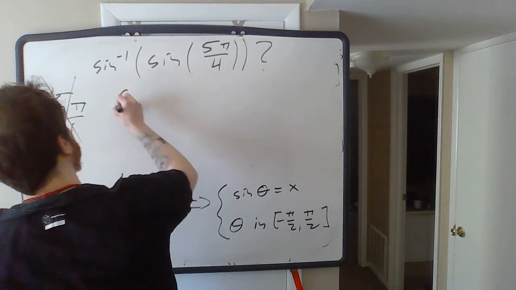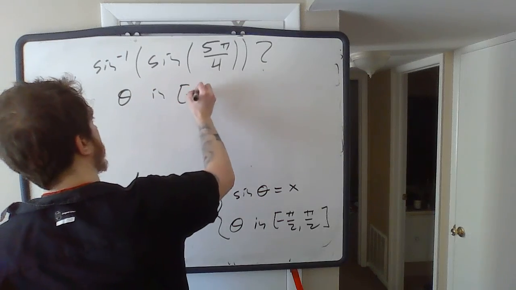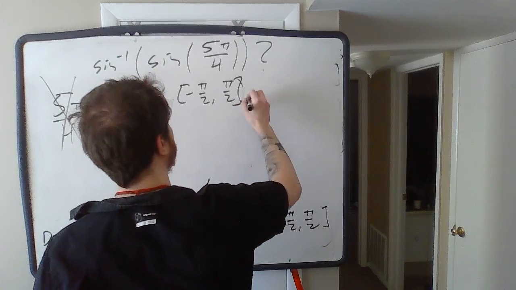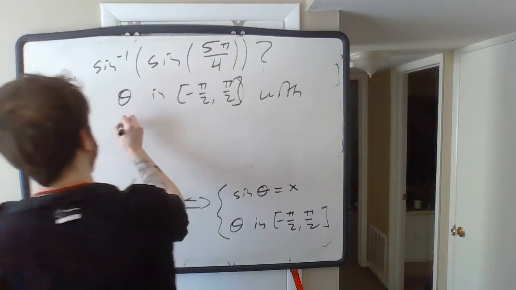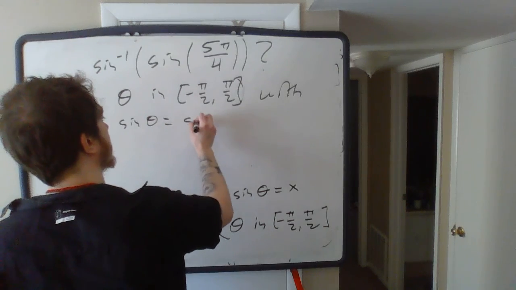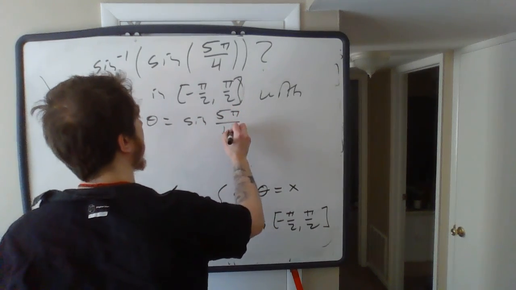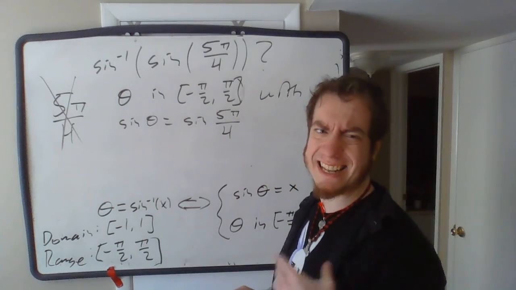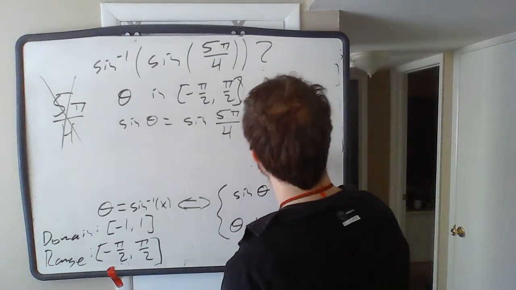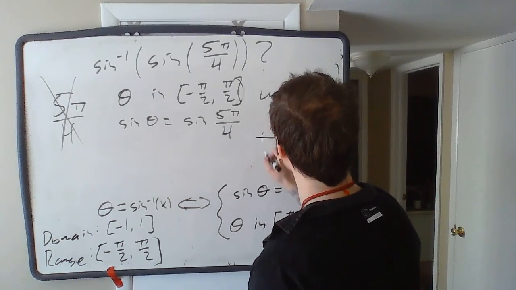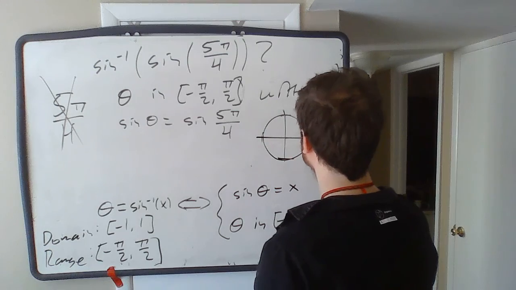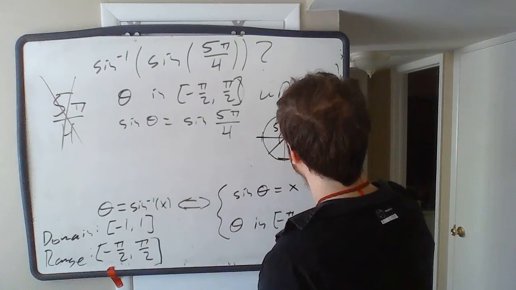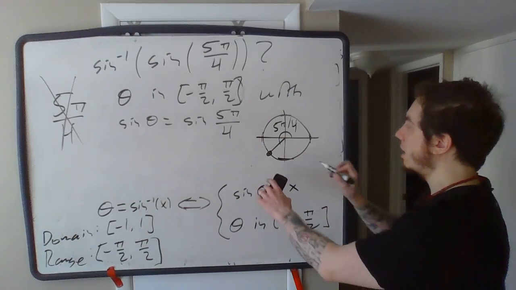So we want theta in [-pi/2, pi/2] with sine theta equals sine 5 pi over 4. Now, the way that I like to think about this is if I sketched a unit circle, 5 pi over 4 would come out to have a terminal point here.